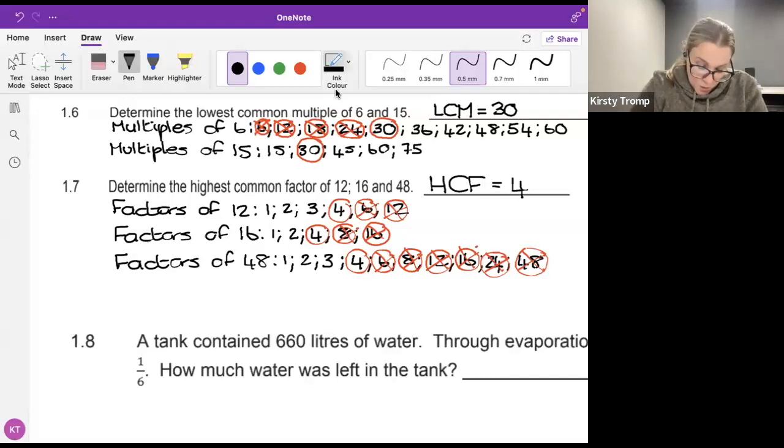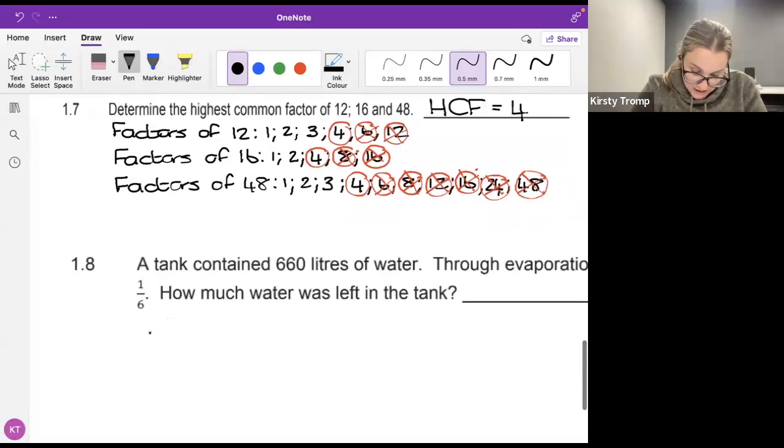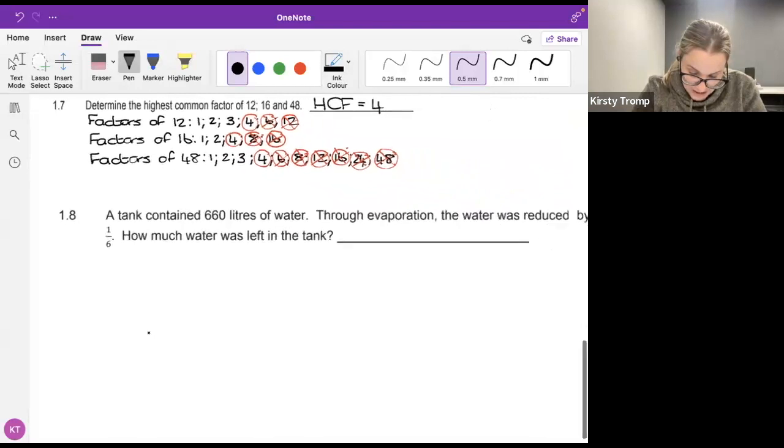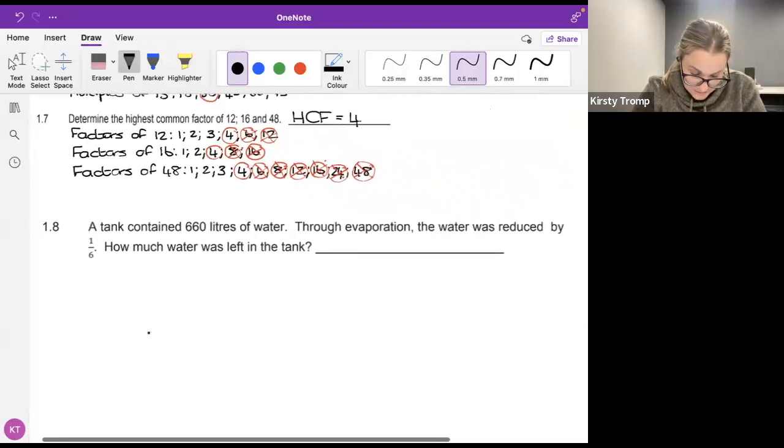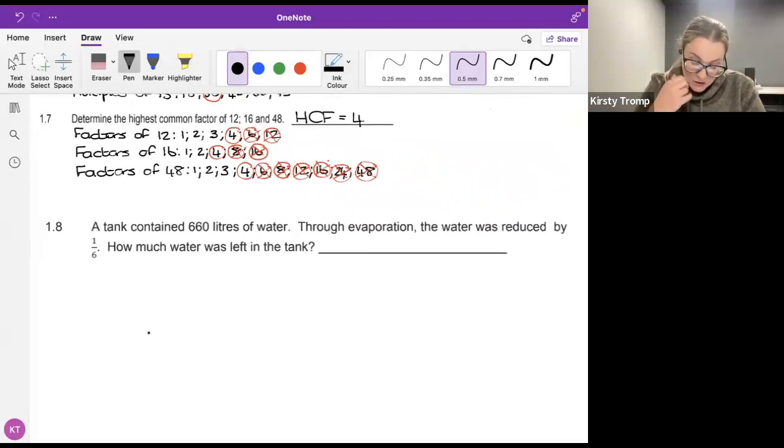Okay, one little word problem for us tonight before we move on to our exponents. The question says, a tank contains 660 liters of water. Through evaporation. What does evaporation mean? It means when the sun hits water and then the water turns into a gas. Okay? The water reduced, so the water went down. It went down by 1/6. How much water was left in the tank?